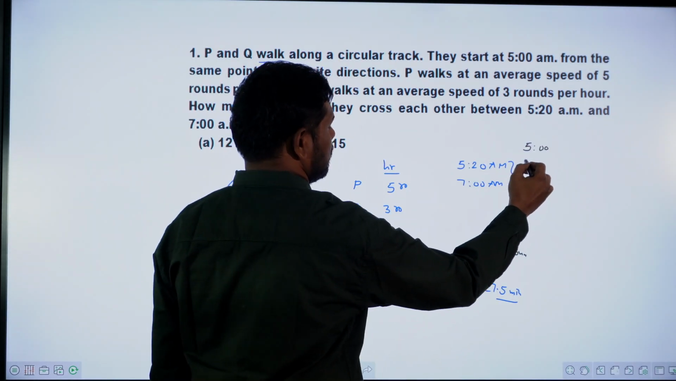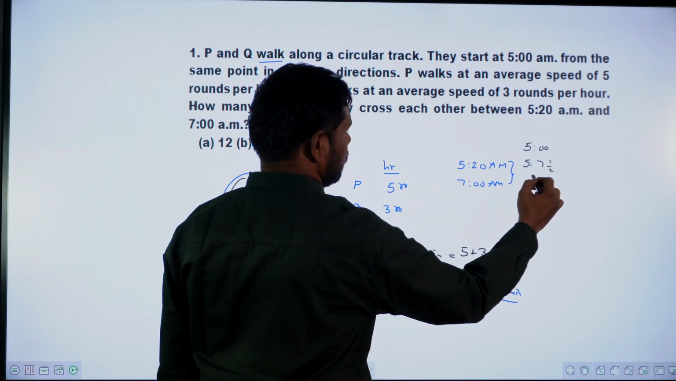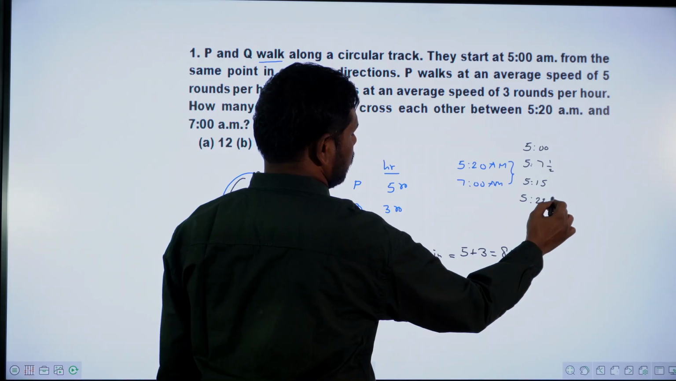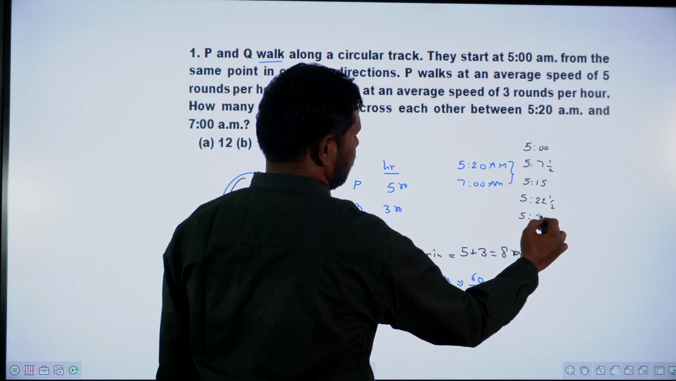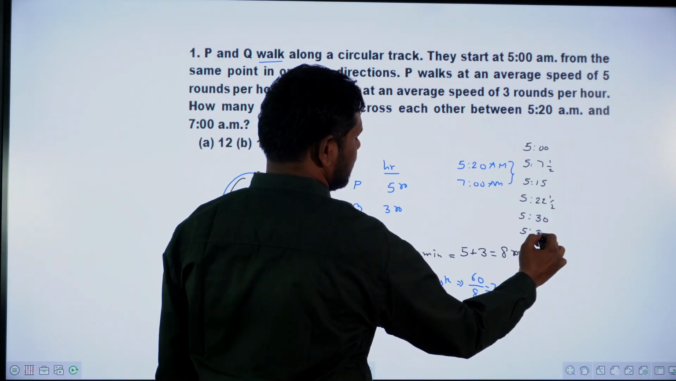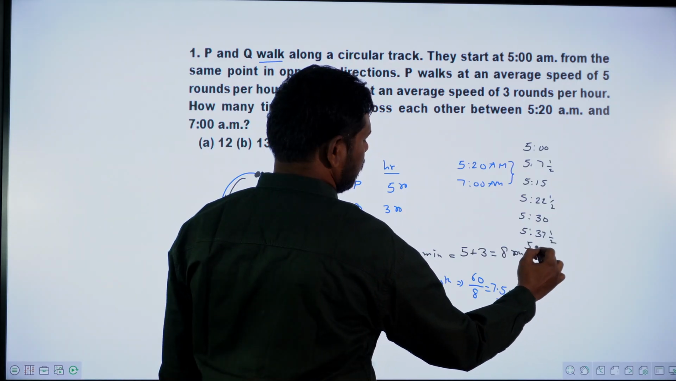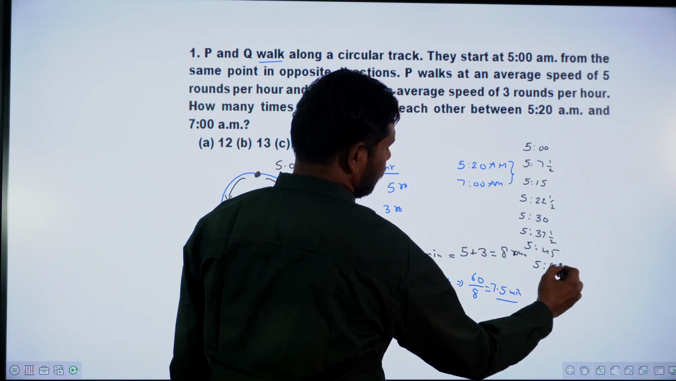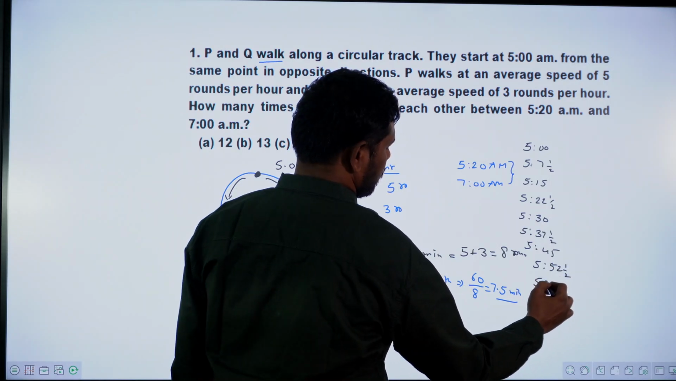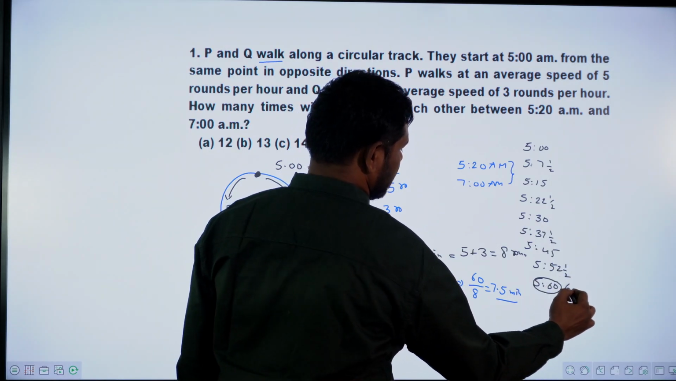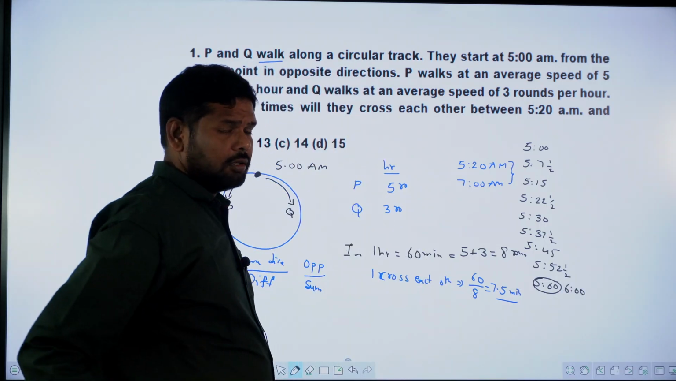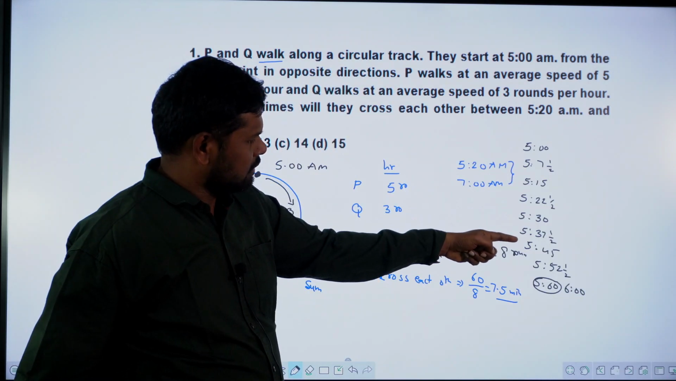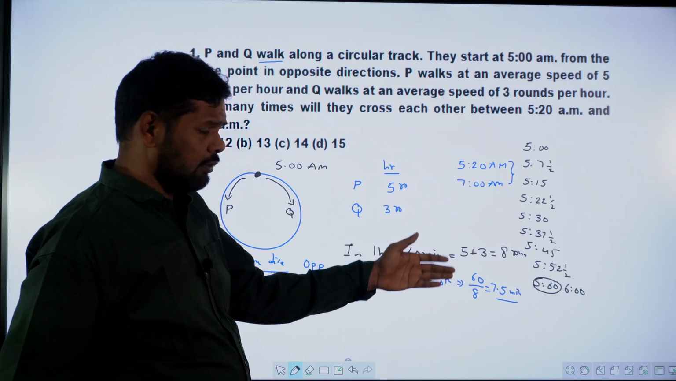They start at 5, then 5:07.5, then 5:15 second cross, then 5:22.5, then 5:30, 5:37.5, 5:45, 5:52.5, 5:60 is nothing but exactly 6. Just observe, every 7.5 minutes, 1, 2, 3, 4, 5, 6, 7, 8 times in an hour.